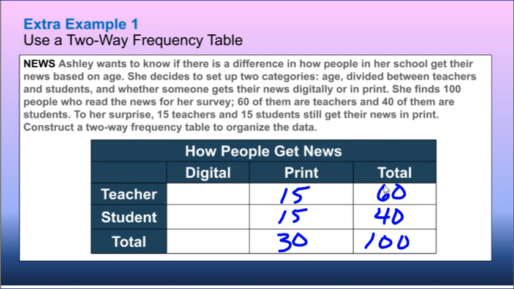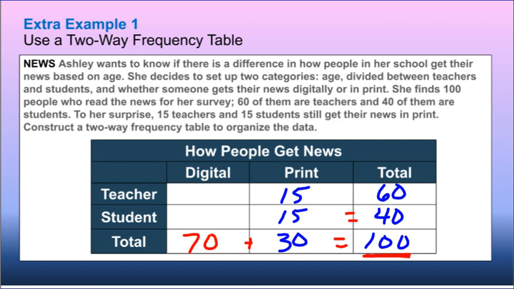Construct a two-way frequency table to organize the data. So I have two columns finished. I just need to find the third column, the digital column. So if I know that the total here is 100, that means I need to add a number to 30 for the digital to get to the total of 100. So if I take 100 minus 30, that will give me 70. Because if I were to add these two columns, I would get to 100.